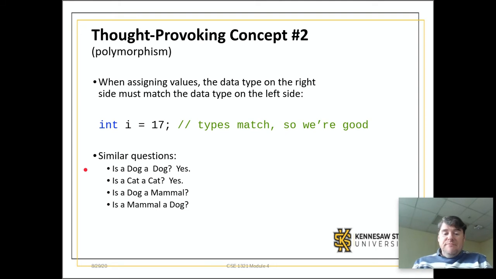Well, yes, it is. Is a cat a cat? Yes, it is. But is a dog a mammal? Yes, a dog is a mammal. Even though it's also a dog, it is also a mammal. One thing can be more than one thing. And that's the idea of polymorphism.